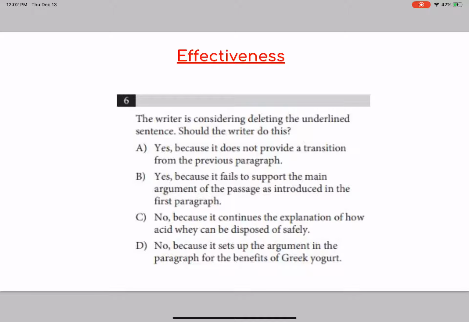And then here's an example of an effectiveness question. And remember, this is not something official. The College Board doesn't say that this is an official type of question, but I think it should be considered that type of question because it just doesn't fall under the other ones, and I want to make sure you know that you're going to be tested on this. So effectiveness is an example of it.